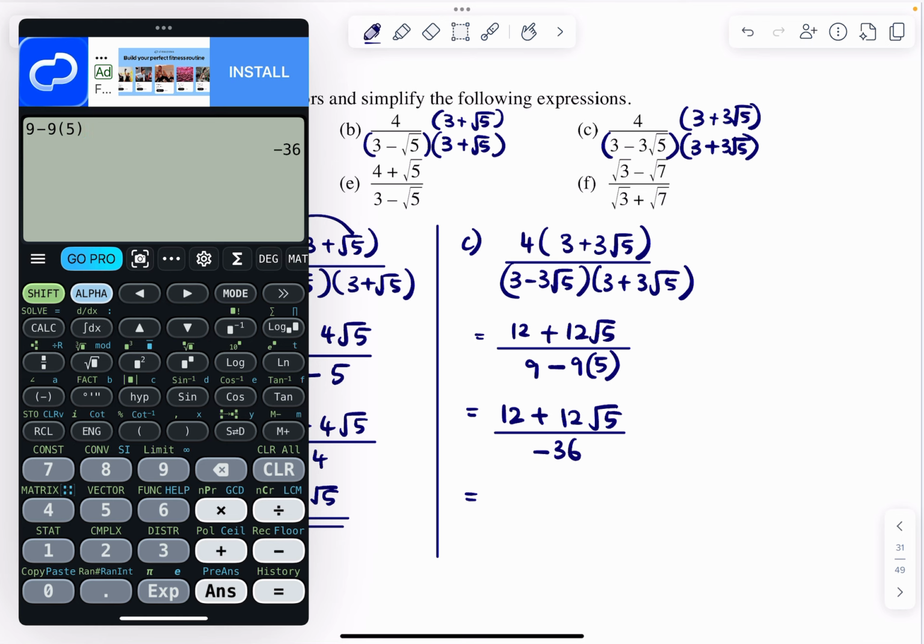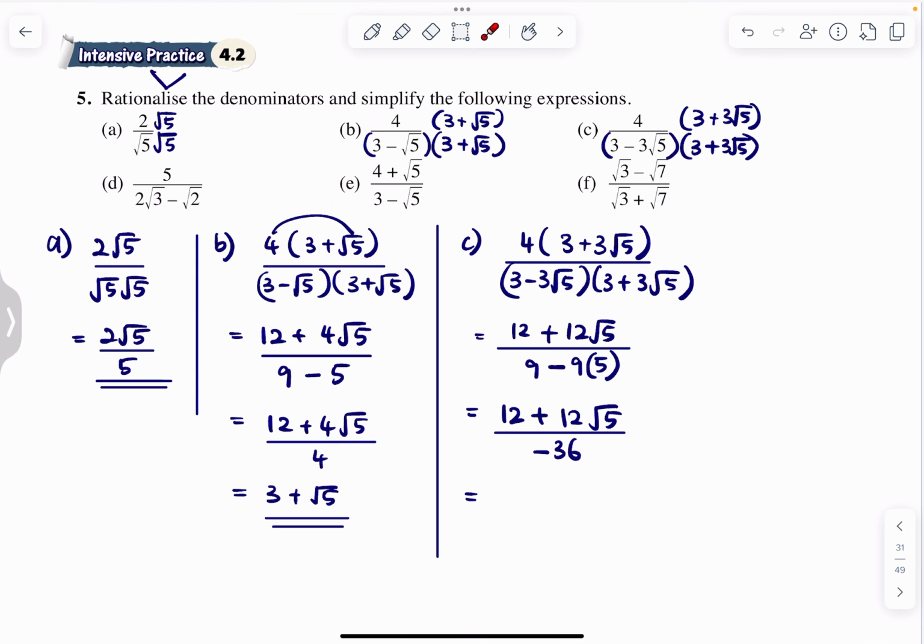Right. So all of these values can be divided by 12. So on top we divide by 12, we get 1 surd 5. Negative 36 divided by 12 is negative 3. So you can write this one, but actually you don't have to. It's just surd 5. 1 surd 5 is the same as surd 5. Done.